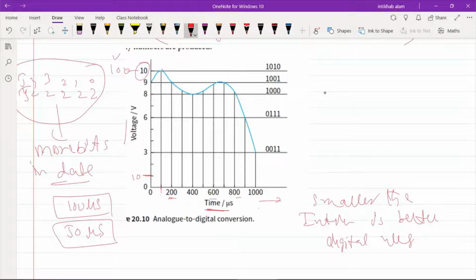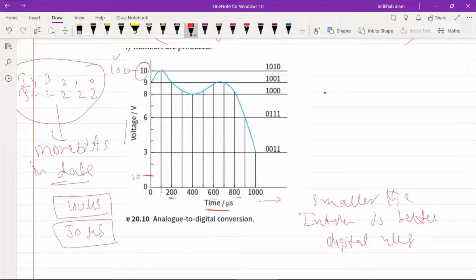Number one is the sampling rate. We need to reduce the sampling interval, not increase it. Reduce the sampling size, increase the number of samples. If you sample after every 100, it is a very large time that you are sampling.